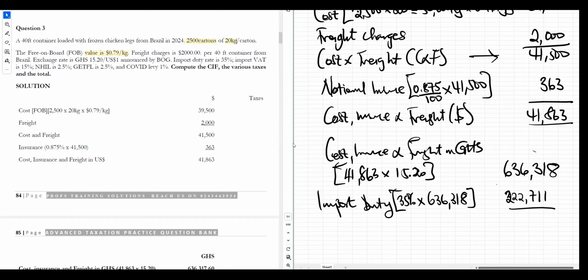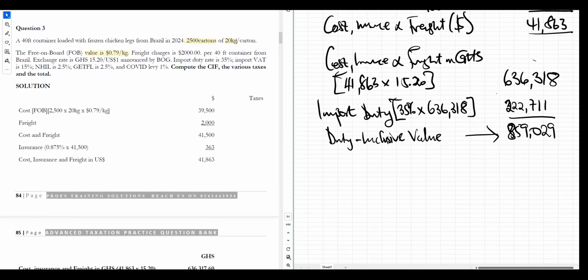We add this together and we get what we call our duty inclusive value. So our duty inclusive value is 859,028.76, so 859,029, right? Just round off anytime you give me the figure. We don't have the luxury of time to be doing decimals.